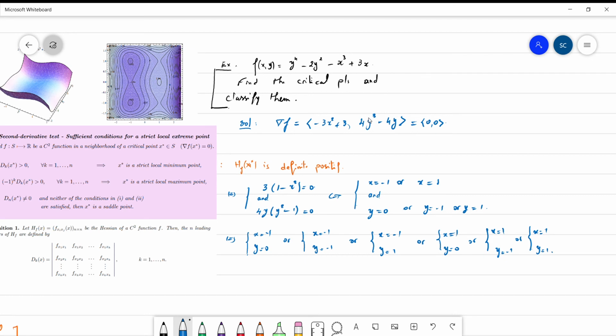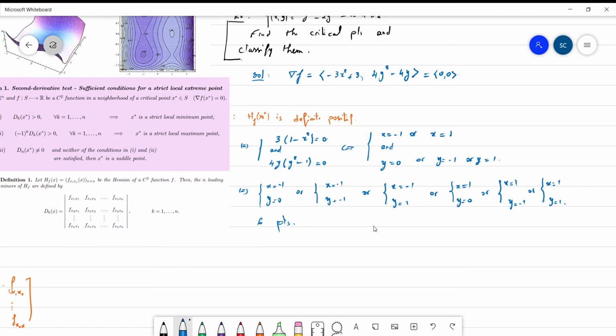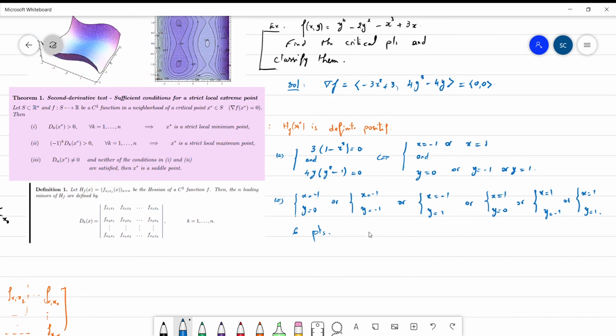So be careful, know exactly how to work with this system. So we have 6 points. Okay, so let's apply it now. Since I have regularity and I have critical points, I'm able to use the second derivative test. So I will need to compute my Hessian matrix.